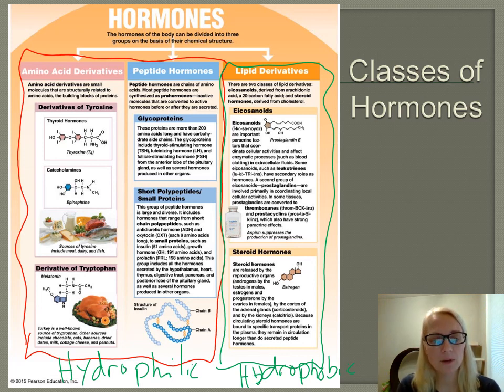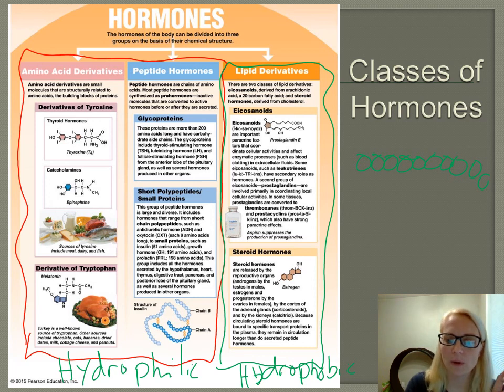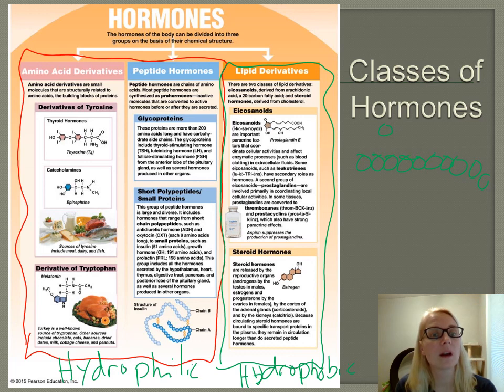Compare that to peptide hormones. Peptides are chains of amino acids. So they might be glycoproteins, 200 amino acids long. Things like oxytocin and ADH might be 9 amino acids, or 50 amino acids, or 100 amino acids. So, amino acid chains. If each one of these is a circle, that could be a polypeptide or a peptide hormone, where an amino acid derivative would just be one circle. So there are size differences, but they're both hydrophilic because they're charged, they're polar molecules, and they cannot diffuse through the phospholipid bilayer.